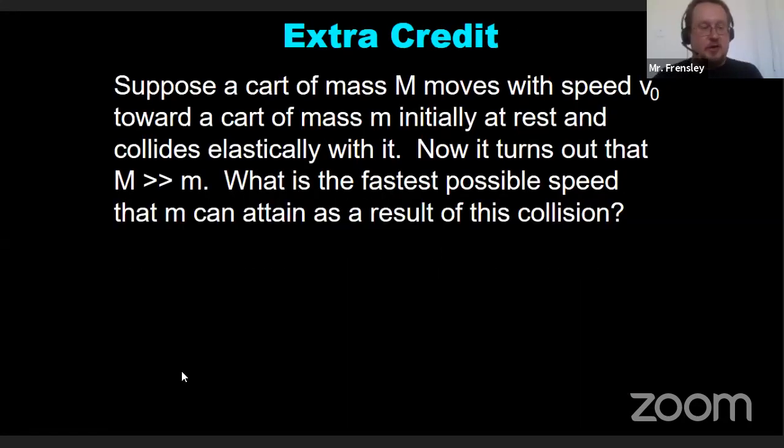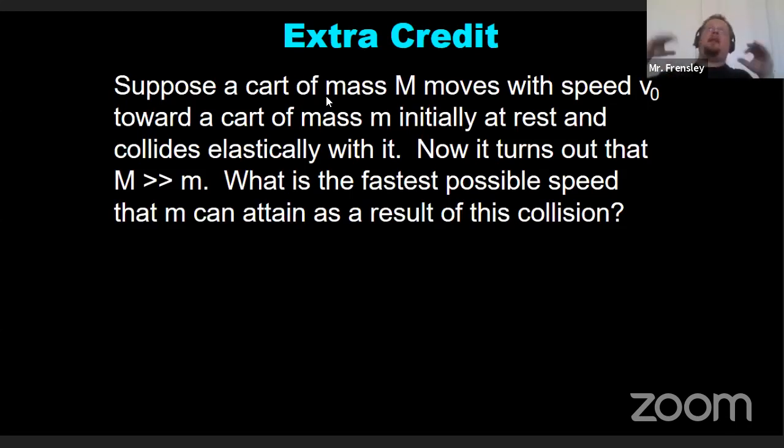Okay, here's a bonus question. You're going to get 2 minutes for it. So suppose that you have the cart of mass M moving with speed v0 toward a cart of mass little m, and we're going to have an elastic collision. It turns out that if the big cart is way, way, way more massive than the little cart, that's what the double greater than sign means, there's a fastest possible speed that the little mass can attain as a result of this collision.